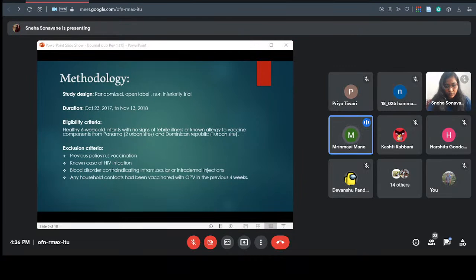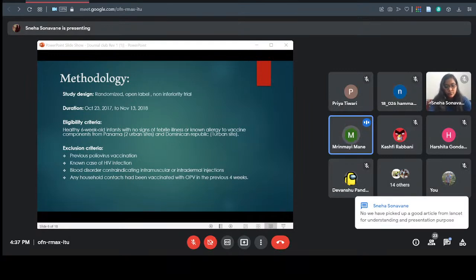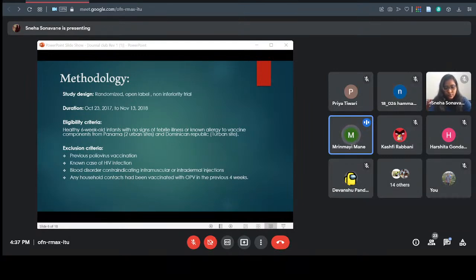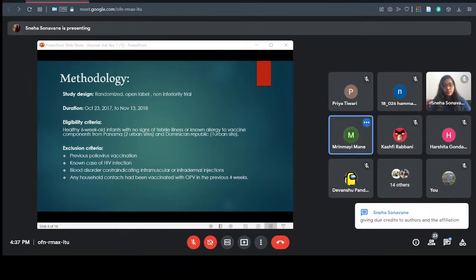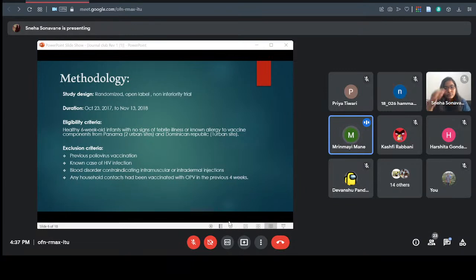This trial was a randomized open-label non-inferiority trial, and it started on 23rd October 2017 and lasted till 13th November 2018. For this trial, healthy 6-week-old infants with no signs of febrile illness or known allergy to vaccine components from Panama and Dominican Republic were chosen. The infants with previous polio vaccination, known case of HIV infections, or the infants with blood disorders contraindicating intramuscular or intradermal injections, or in case any household contacts had been vaccinated with oral polio vaccine in previous 4 weeks were excluded from this trial. Next slide.